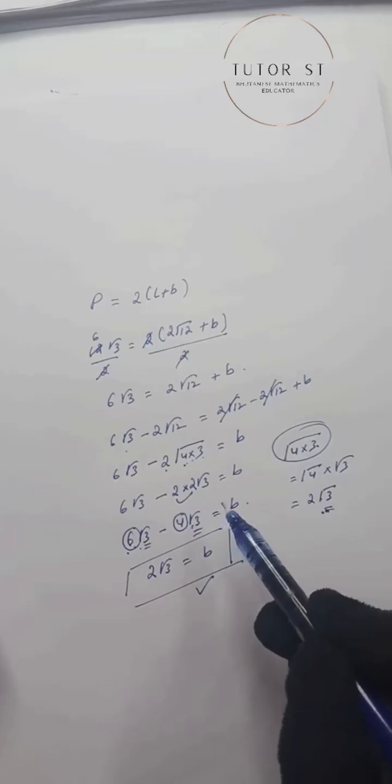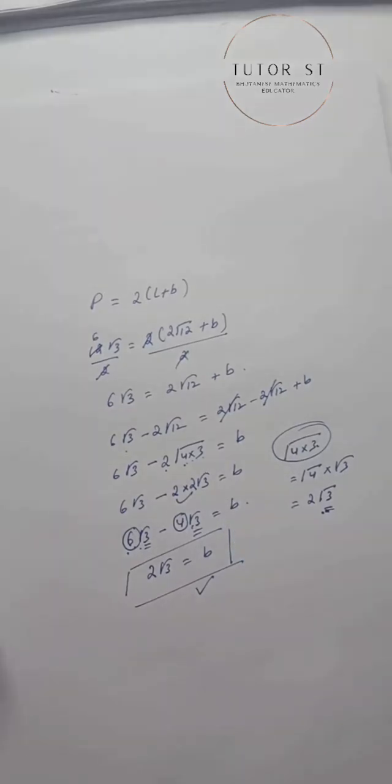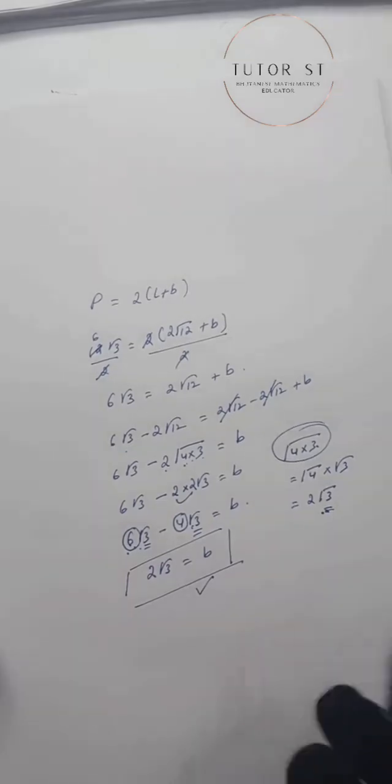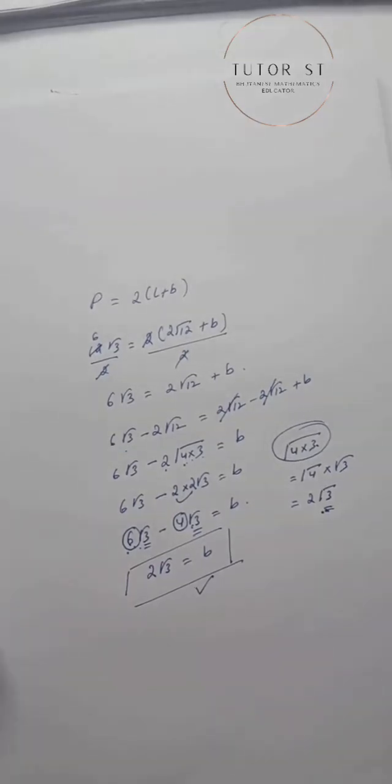Very nice if you have remembered. So this is the correct answer, and this is how we simplify the radicals. The only thing that you need to remember is the formula to find the perimeter of a rectangle.